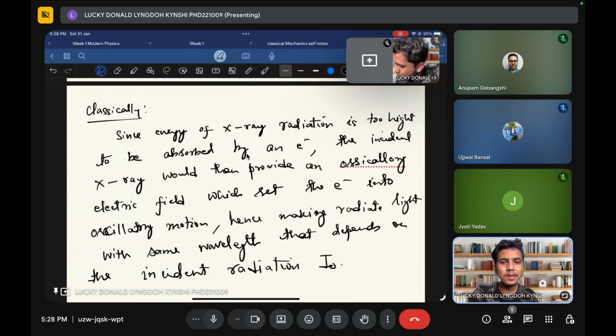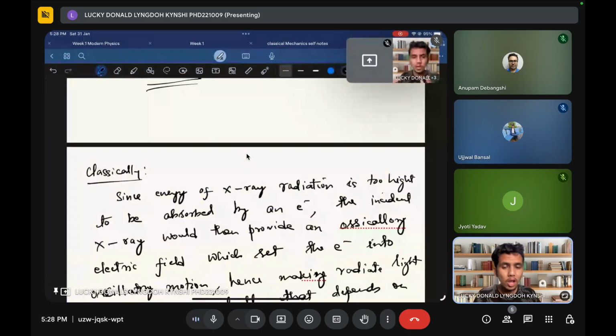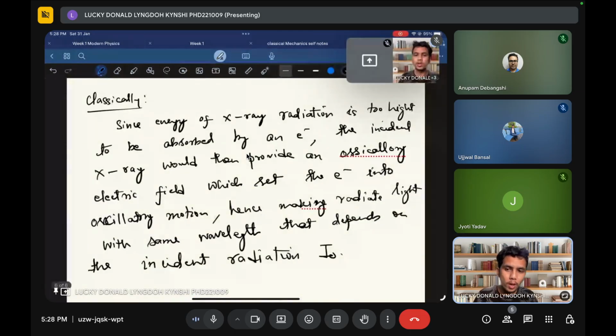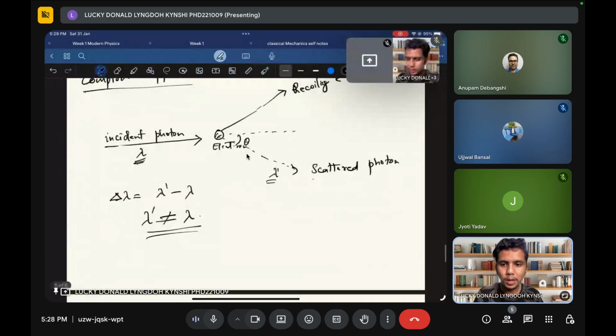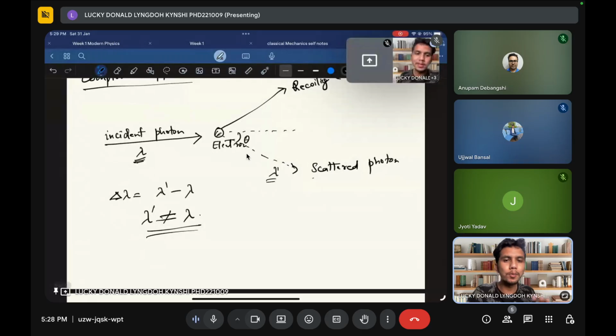Classically, when you send an incident radiation, which could be an X-ray, to an electron, the electron will undergo oscillatory motion. When it undergoes oscillatory motion, it will generate radiation again with the same wavelength, and the intensity of the radiated light will depend upon the intensity of the incident radiation I naught. But the observation says that lambda prime is not equal to lambda, whereas classically lambda prime should be equal to lambda.